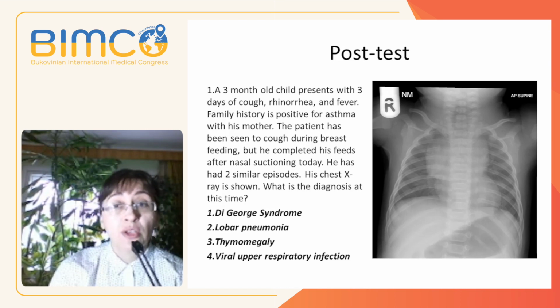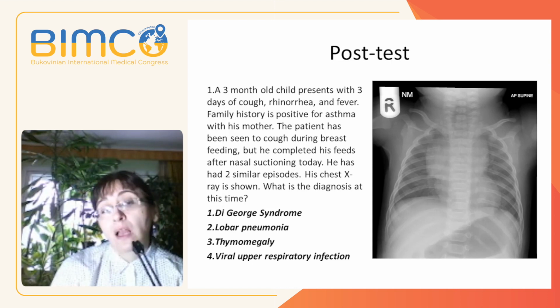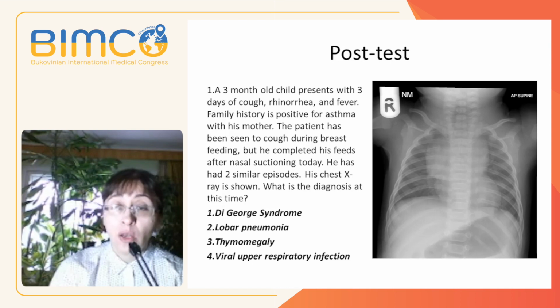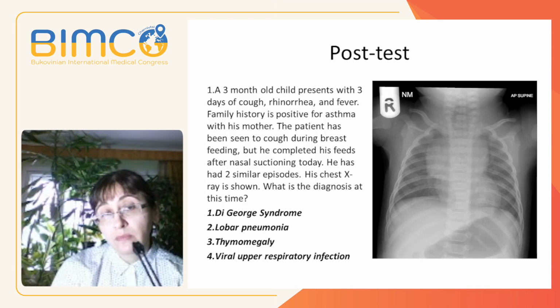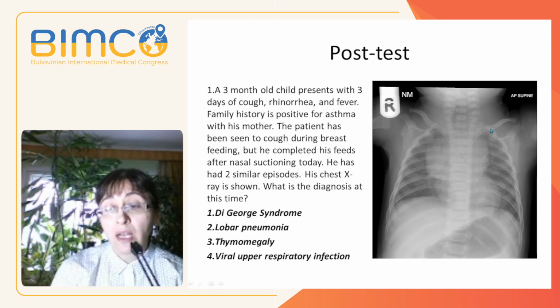His chest X-ray is shown. What is the diagnosis at this time? DiGeorge syndrome, lobar pneumonia, thymomegaly, or viral upper respiratory infection. Due to chest X-ray, what is visible here, the correct answer is thymomegaly.